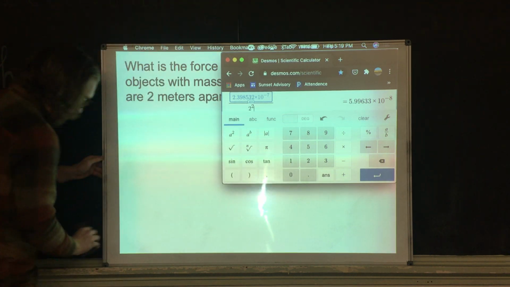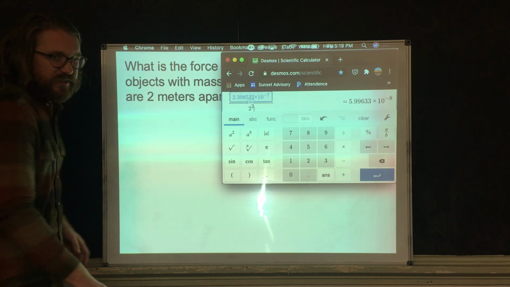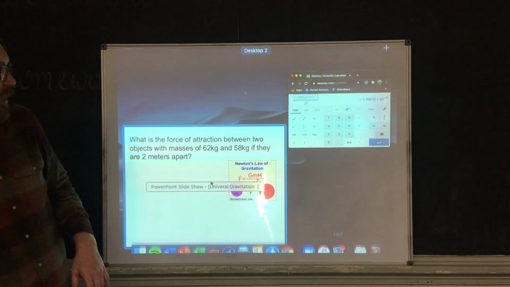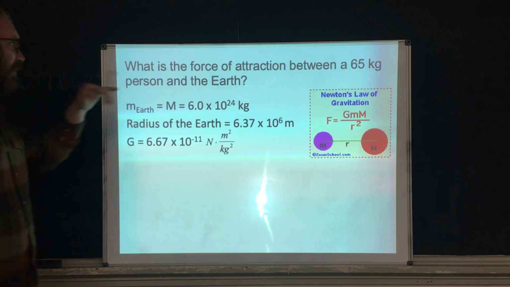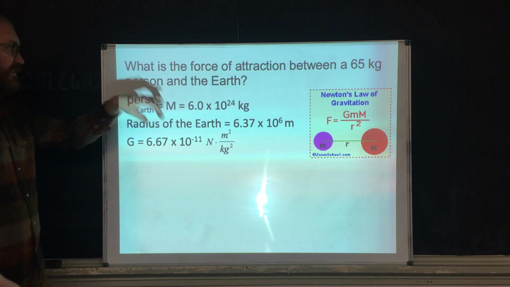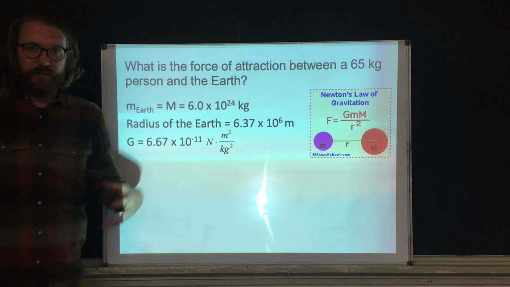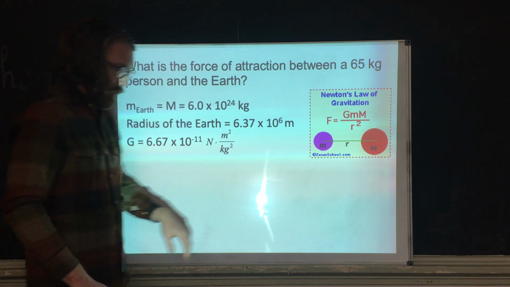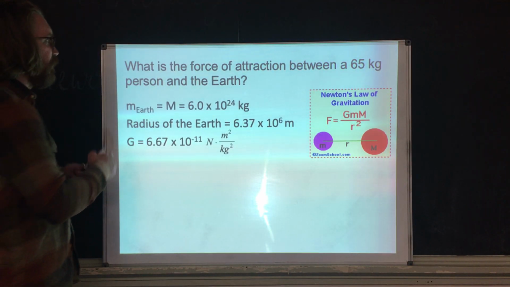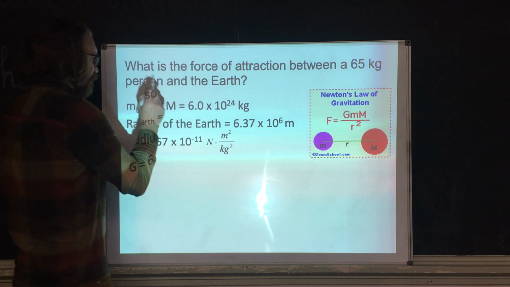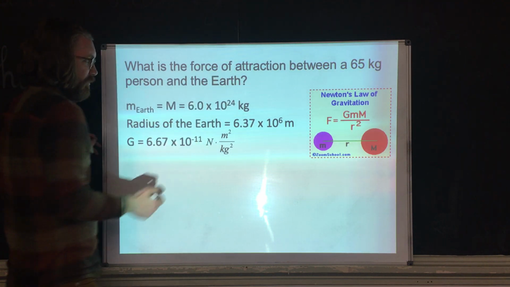All right, one more. Let's do one more, because this last one kind of shows up as a trick problem, and I'd like you guys to see it. What is the force of gravity between a 65 kilogram person and the Earth? Now, you've got to think here, and I should have put this in here: what is the force of gravity between a 65 kilogram person standing on the Earth?